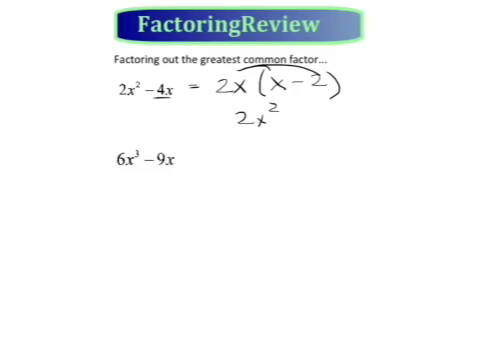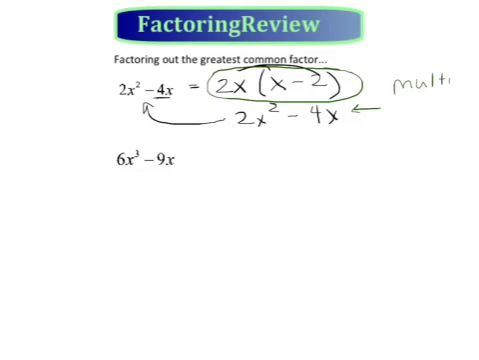And when I distribute my GCF, my greatest common factor, into the parentheses, I get 2x times x, that's 2x squared, minus 4x. And as long as what I multiplied out matches what I started with, I know that I factored it correctly. And so completely factored form would be right here with the parentheses. This is just my check. So again, I'm going to multiply to check.